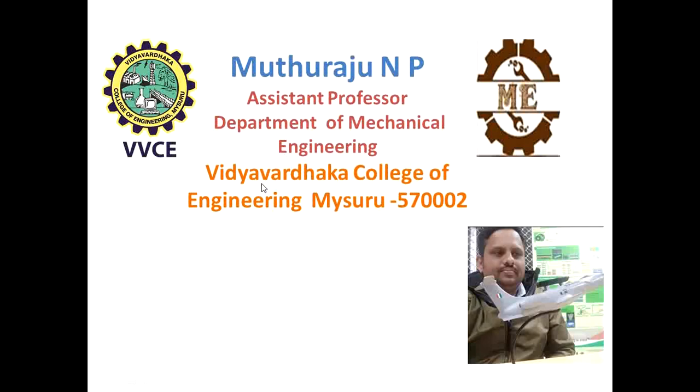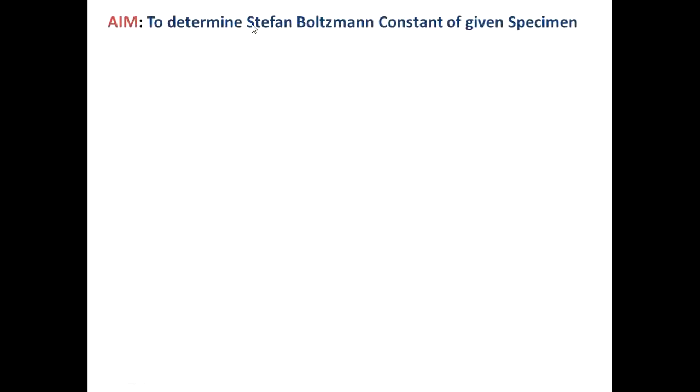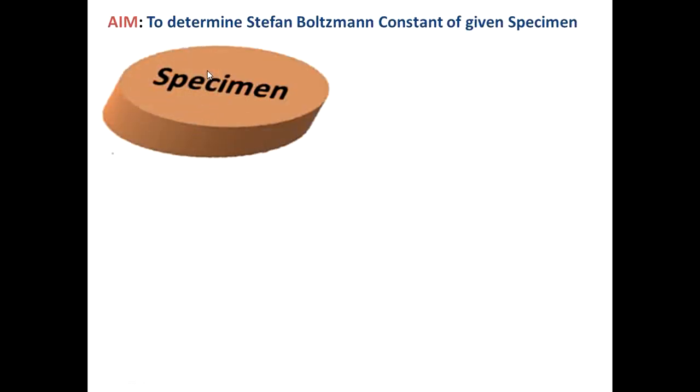Now I will explain the Stefan-Boltzmann constant and its apparatus. How to find this value? Let us see. To determine the Stefan-Boltzmann constant of a given specimen, that is the experiment. You go anywhere in the universe, whatever specimen you take, the Stefan-Boltzmann constant will be 5.67 into 10 raised to minus 8 watt per meter square Kelvin 4. How to find this value experimentally?